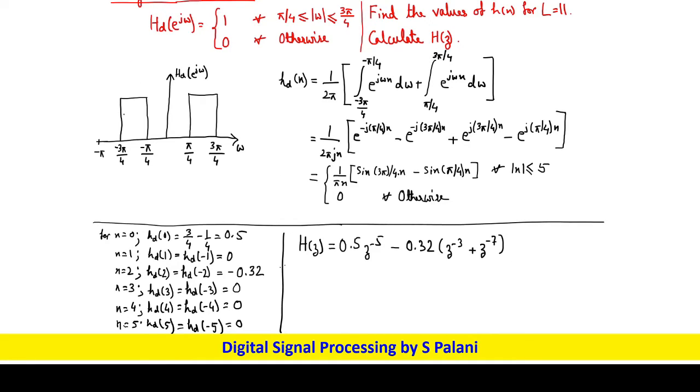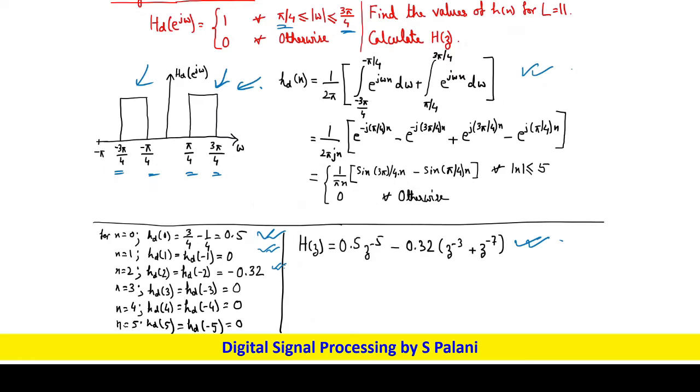Then the ideal band pass filter, again from pi by 4 to 3 pi by 4. You draw the frequency response and see the frequency responses. So again there will be two pass bands, so there will again be two integrals, the same thing. You should be able to calculate all these parameters, and after calculating this you will get the exact values.